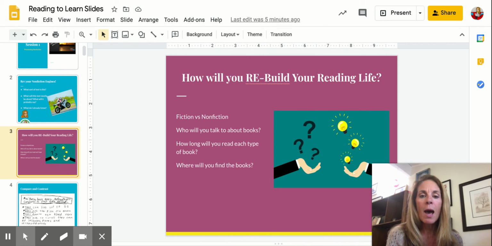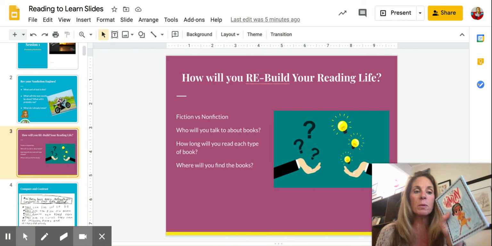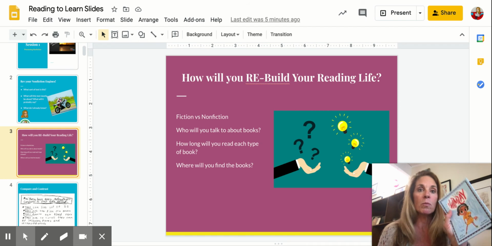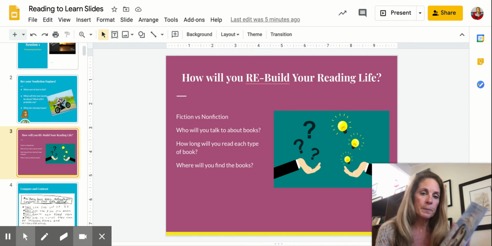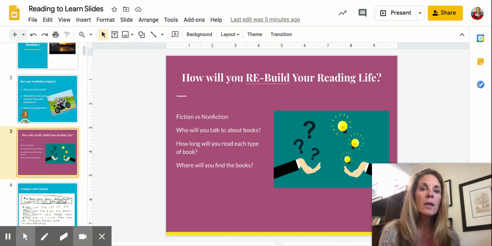And then how long are you going to read each type of book? You may want to still be reading a fiction book, but then you also should be reading our nonfiction book during this unit. So split your reading time, and make sure that there's a decent balance.